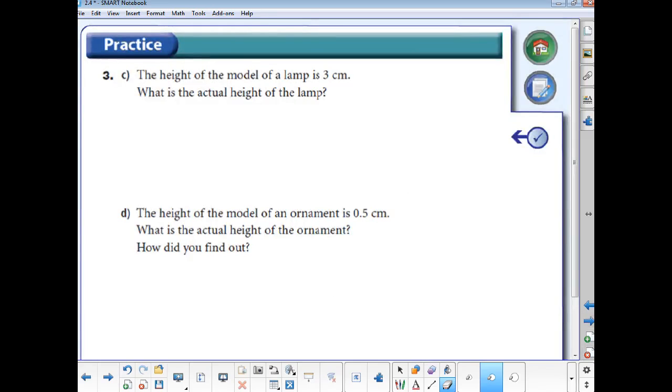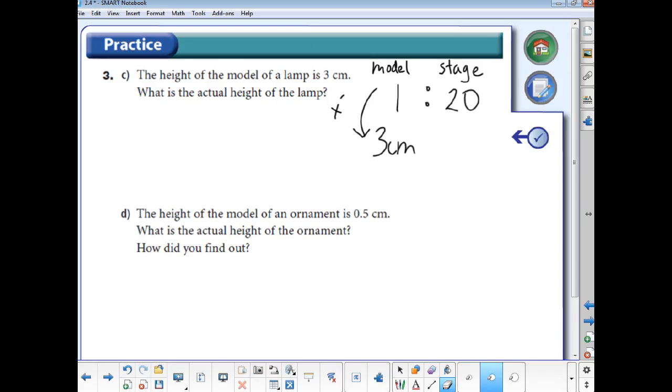Let's look at the next part. The height of the model of a lamp is 3 centimeters. So again, I've got my model and I have my stage, and the ratio is 1 to 20. In this case, they're telling us that the model is 3 centimeters. Well, this is pretty easy. We can see that we go from 1 to 3 by multiplying by 3, so we'd also multiply the 20 by 3 to get us 60 centimeters. So the actual height of the lamp is going to be 60 centimeters.